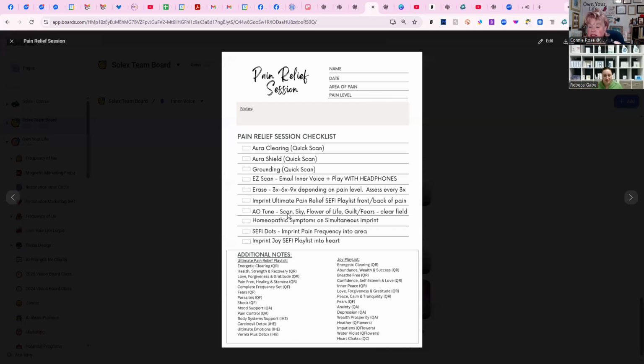So I scan first. Then I go to Sky, Flower of Life, Guilt, Fears. Those are the ones I would use in AO Tune. Then on homeopathic, I would go to the symptoms. I'll show you that next. And then I would imprint that pain. Then if they had Cephy dots, I would imprint the pain frequency into, here, I'll show you.